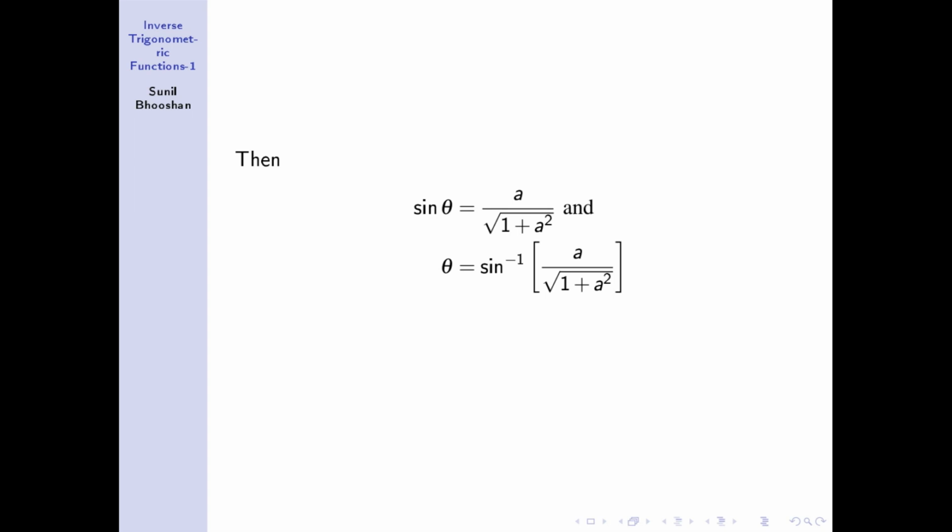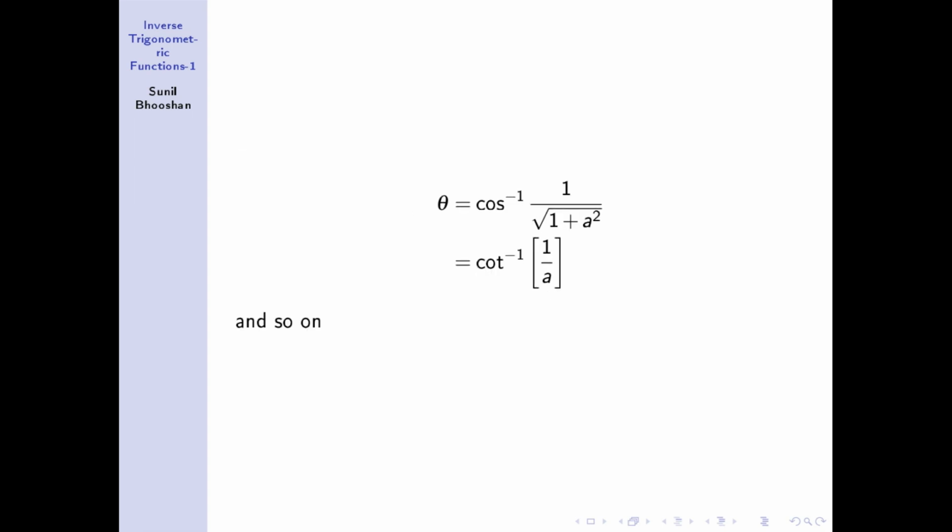Now we've already made this point. Sin theta is equal to A divided by the square root of 1 plus A squared, and theta then becomes equal to sin inverse of A divided by the square root of 1 plus A squared. Similarly, theta is equal to cos inverse of 1 by the square root of 1 plus A squared, and it is also equal to cot inverse of 1 by A.